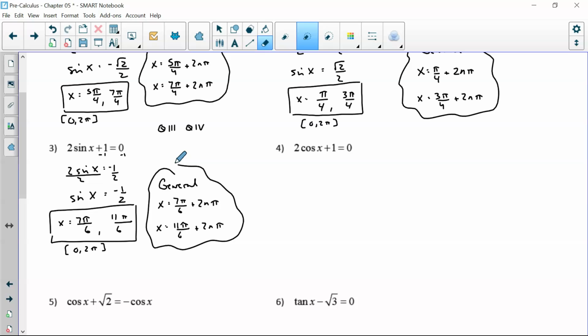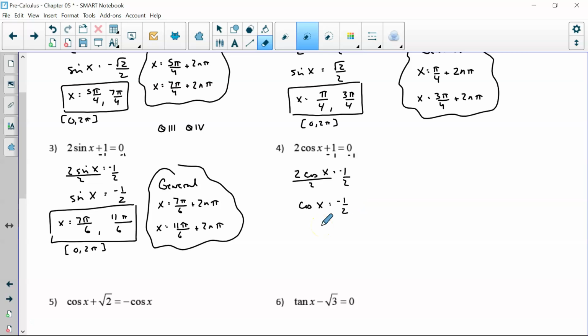All right, let's go to problem number 4. Isolate that cosine of x, subtract 1. 2 cosine of x equals -1. Divide both sides by 2. The cosine of x equals -1/2.